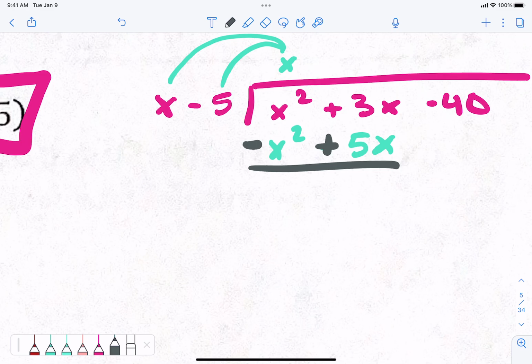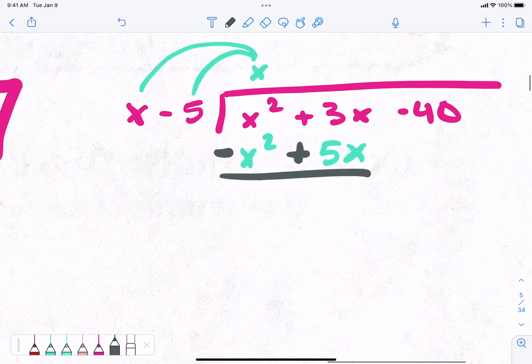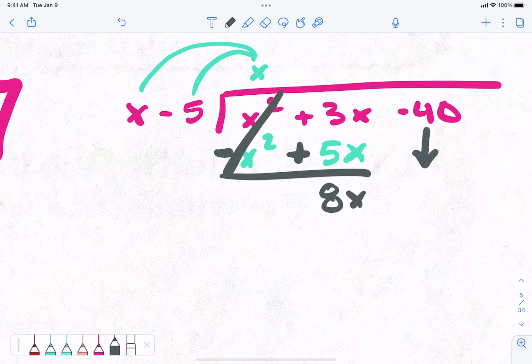Okay. Do we see how this works? Then I add stuff, right? Like the 14 and the minus 14 canceled. So that first piece is going to cancel, yeah? Okay, what's 3x plus 5x? 8x. That goes down, okay? And then drop the minus 40, yeah?